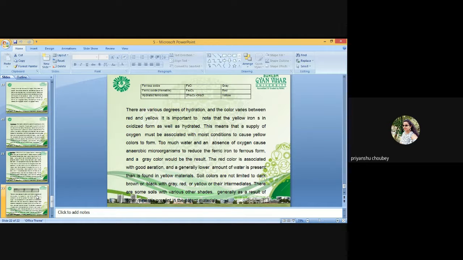The Munsell color notations are systematic numerical and letter designations of each of these three parameters. For example, the notation of 2.5 YR 5/6 means the hue of 2.5 YR, value of 5, and chroma 6.